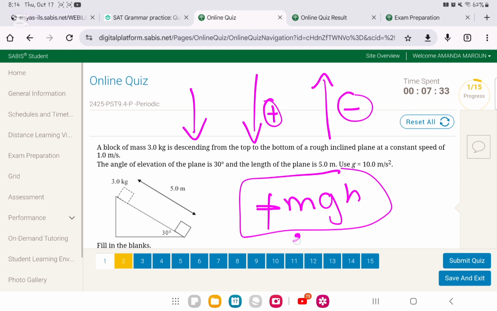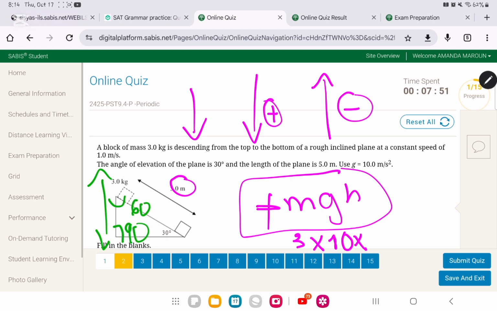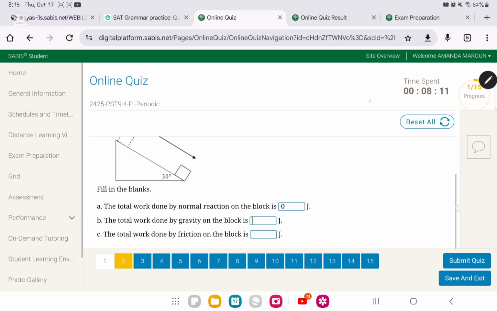If it's going down, it is going to be plus mgh. So if we replace, it's going to be 3 times 10 times h. Question, is h the sloped distance or the vertical distance? It is the vertical distance. So to find h, you know that we have a 30, 60, 90 triangle, which is a semi-equilateral triangle. So you should know from last year that this side, the side opposite the 30, is equal to half of the hypotenuse. So this is 2.5 meters. So it's going to be 3 times 10 times 2.5, and if you do it on your calculator, you are going to get 75 joules. So here the answer is 75 joules.